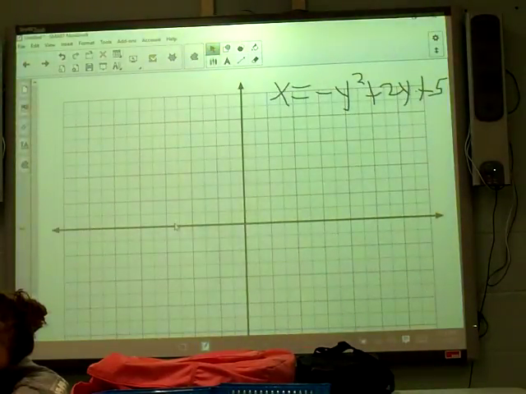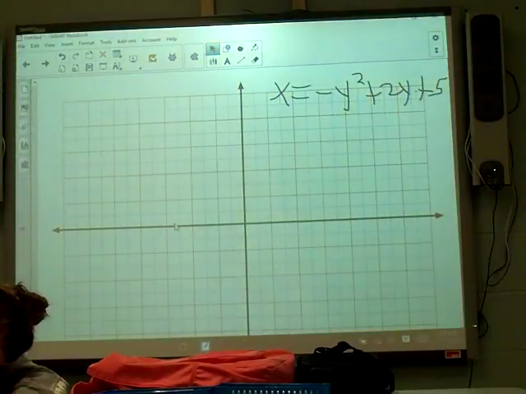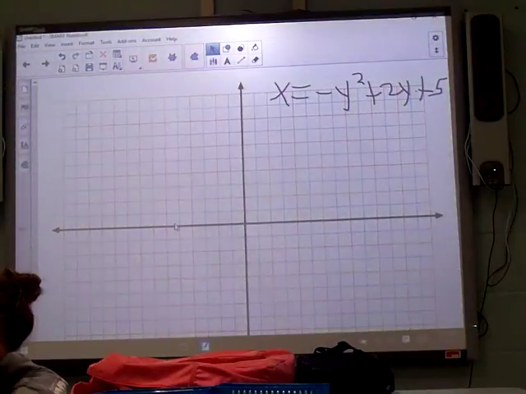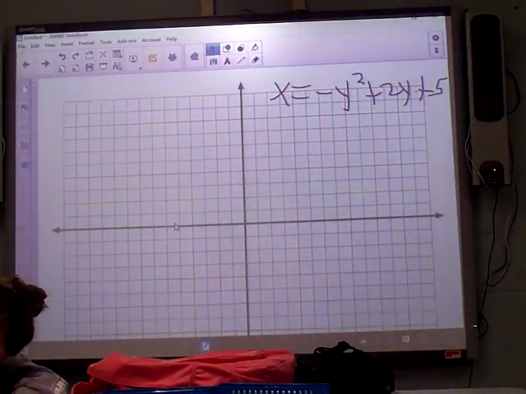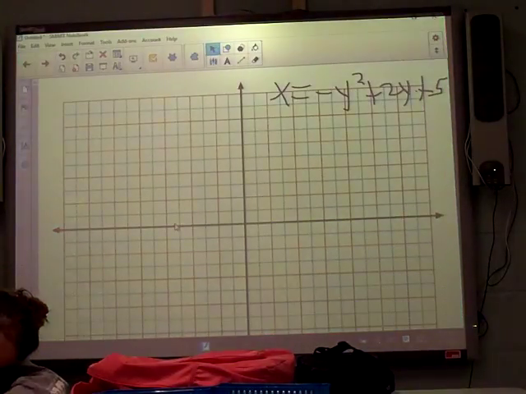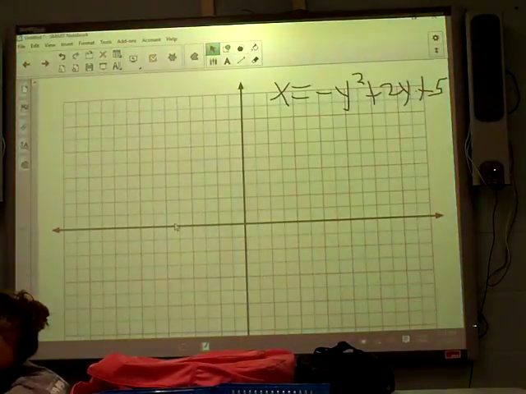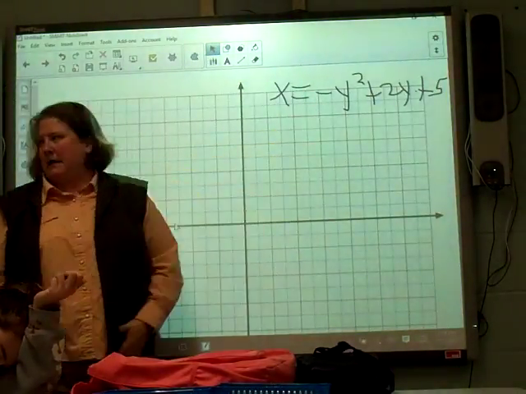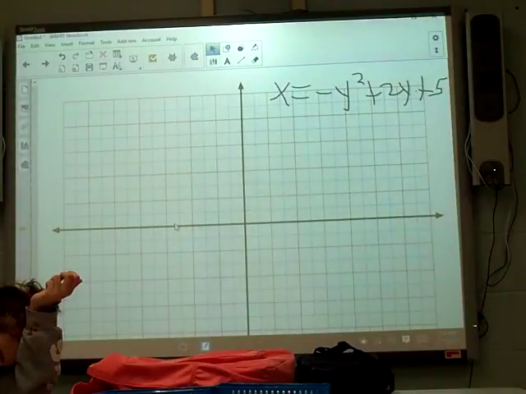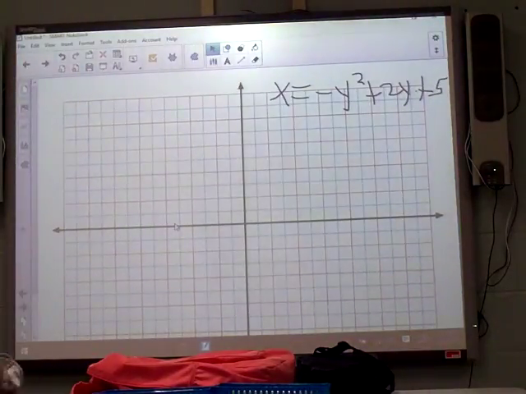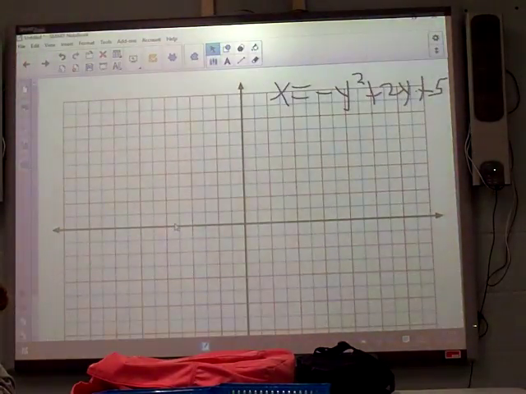First thing I know, and this is stuff you're going to know, is that this is a horizontal parabola. That means it opens left or right because it says x equals. Other thing I know is that the arrows are going to point to the left. Okay, and you need to know this. The reason we know the arrows are going to point to the left is because our A is negative. So if our A is negative, it will look like this. If our A is positive, it will look like that when we're a horizontal one. Okay?